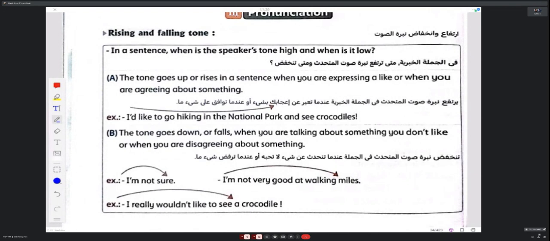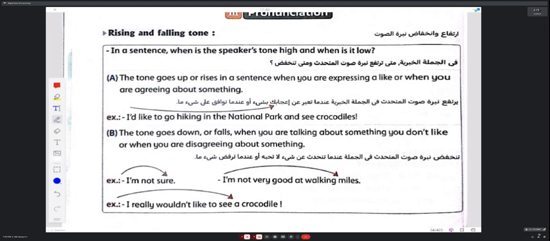Now he's talking about the tone. We can raise the tone at the end of something, or decrease or reduce the sound or voice at the end, especially in questions. We can slow down or reduce the tone at the end of the question.